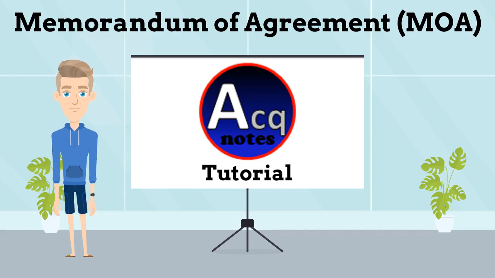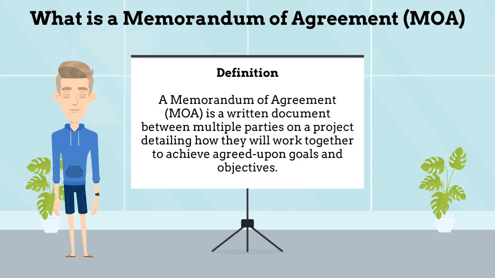My name is Bert and I am going to give you a quick tutorial on the Memorandum of Agreement. A Memorandum of Agreement, MOA, is a written document describing a cooperative relationship between two parties wishing to work together on a project or to meet an agreed-upon objective. An MOA serves as a legal document and describes the terms and details of the partnership agreement.